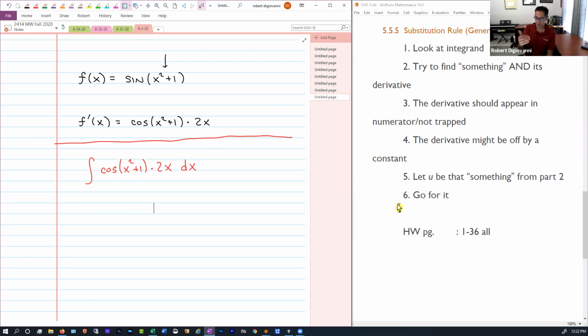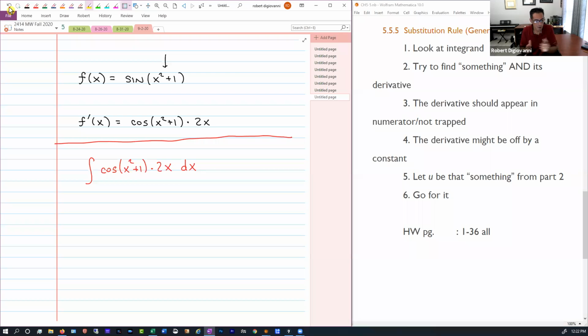So what we're going to do, these are the steps, okay? First thing we're going to do is look at the integrand. Everyone take a real deep, hard look at this integrand. And what we're going to do is try and find something. I'm not going to say what it is because I don't know what it is. We're going to try to find something and its derivative. So you're looking in the integrand and you're saying, do I see anything in there? And also somewhere in the integrand, its derivative is there too.